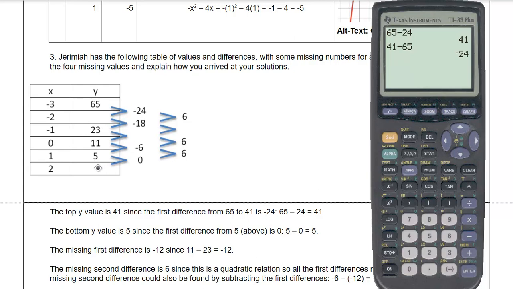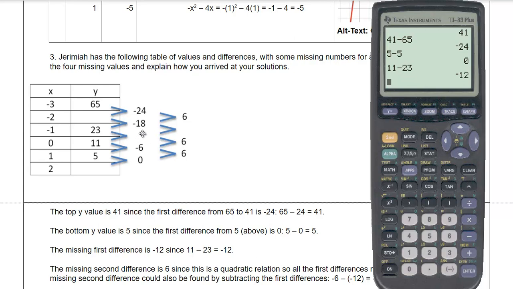Similar idea here. You see, this number minus this number gives me 0. Well, it has to be 5 because 5 minus 5 gives you 0. So, of course, we can just show that. So this has to be a 5 here. Now onto the first difference. This guy right here. So this is actually the difference between 23 and 11. So we could just calculate that first difference. 11 minus the 23. So that number there would have to be a negative 12. So that's the missing first difference.